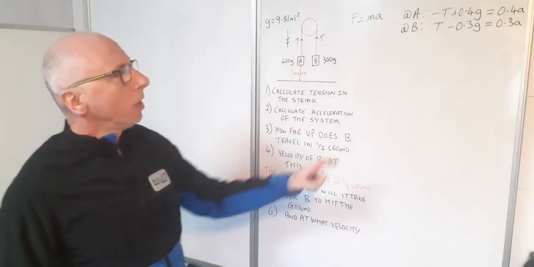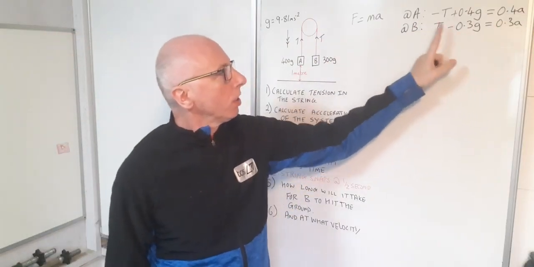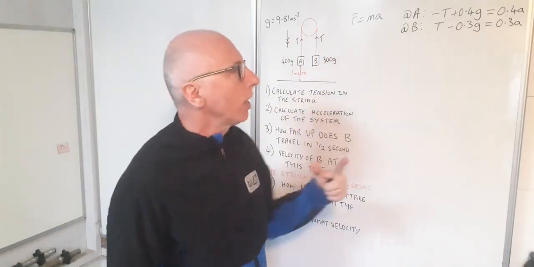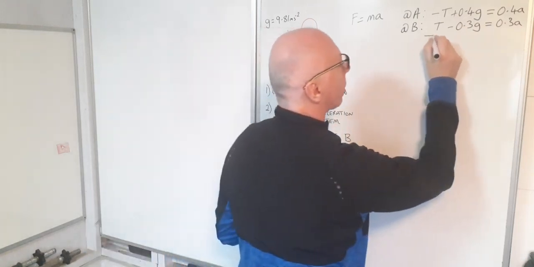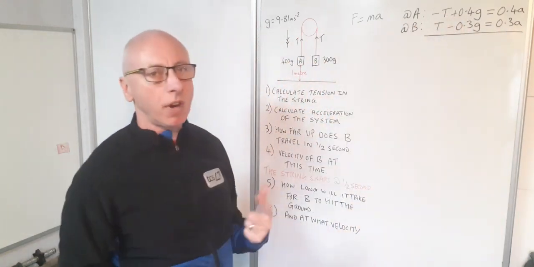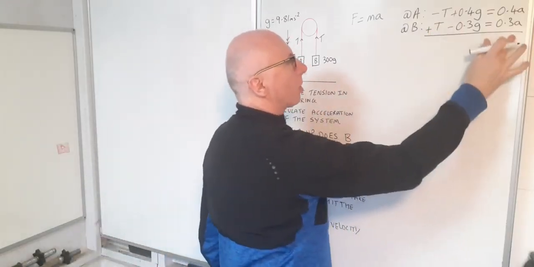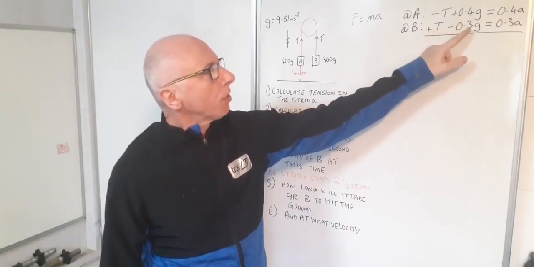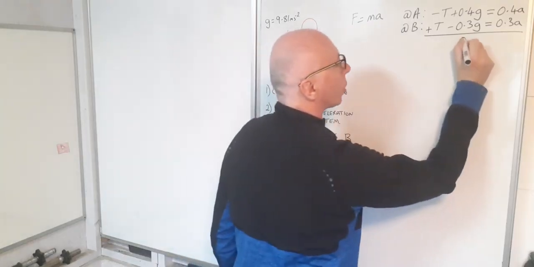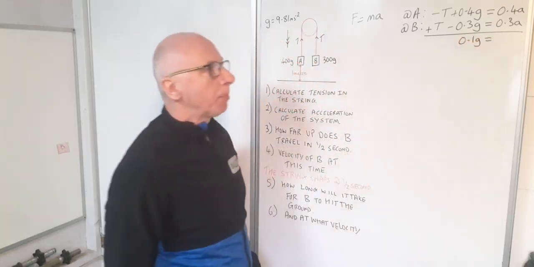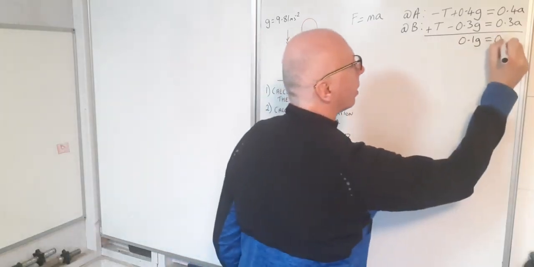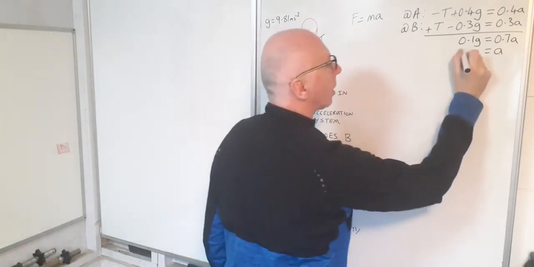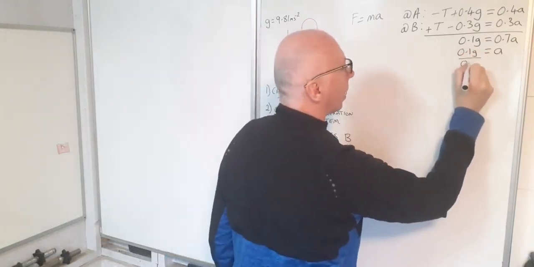So as we've got a system of two equations with two unknowns, G we do know, G is 9.81, we can now try and use simultaneous equations or substitution. I'm going to use simultaneous equations because I've got minus T and plus T, so if I add them, T's will disappear and I can just be left with this. So 0.4 G minus 0.3 G, that's just simply going to be 0.1 G. And then if I add 0.4 plus 0.3, I get 0.7, and then 0.7A. And then just solve for A, just divide both sides by 0.7. So A equals 0.1 G divided by 0.7.